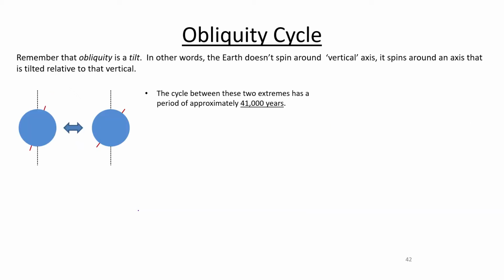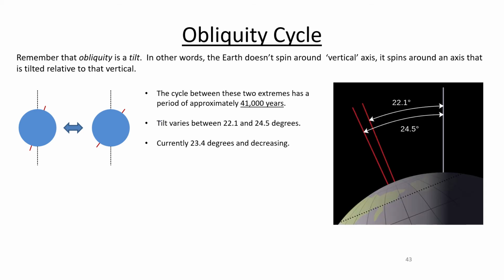Now, the tilt cycle or obliquity cycle. Okay? Remember, that means that the Earth doesn't spin around a vertical axis, it spins around an axis that is tilted relative to that vertical. And the cycle between these two extremes, so tilted a little and tilted a lot, has a period of approximately 41,000 years. Again, a very long period of time. And that tilt varies between about 22 and about 24.5 degrees. And we're vaguely in the middle and headed towards the smaller one.